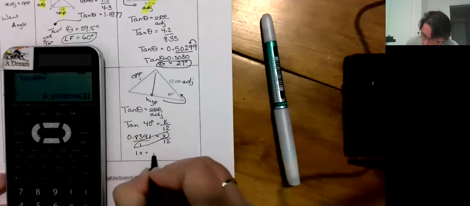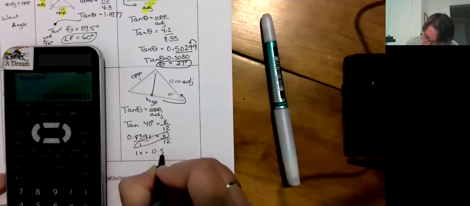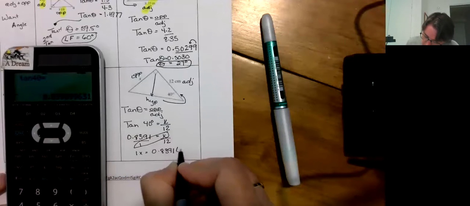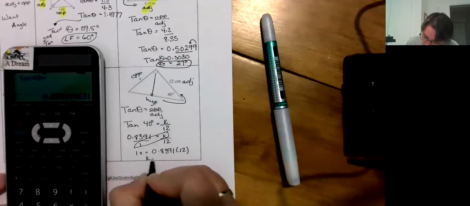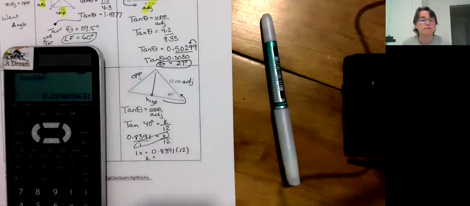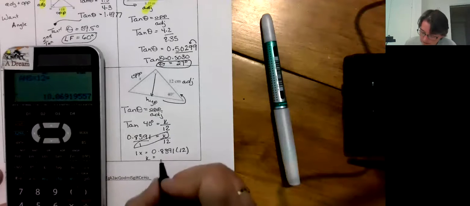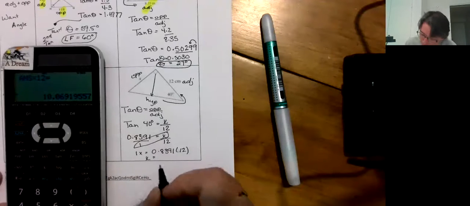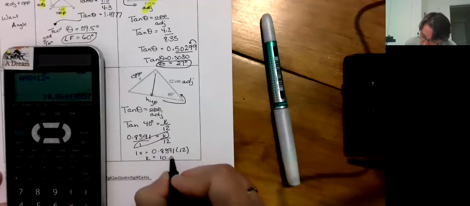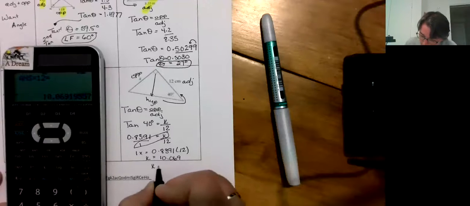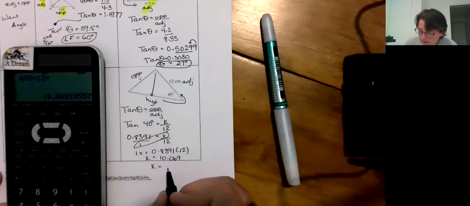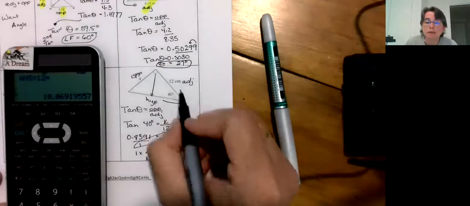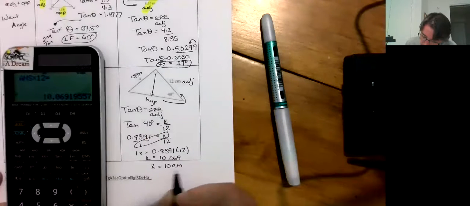1x is 0.8391 times 12. Okay, so yeah, you can see it times 12. 10.6069. All right, now I'll do the same way. We want whole numbers, so that's going to be 10, and that had centimeters up there, so we'll throw centimeters down here.